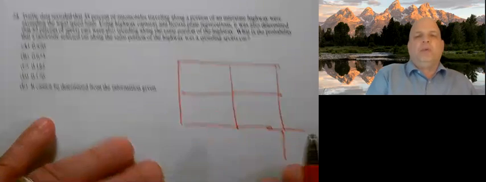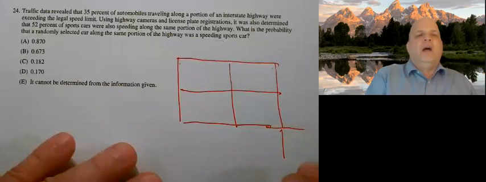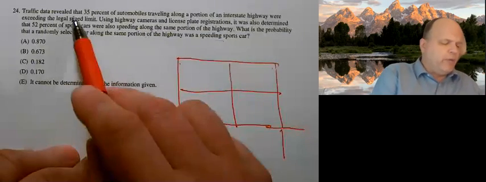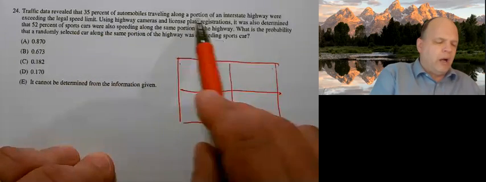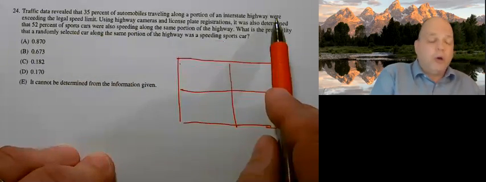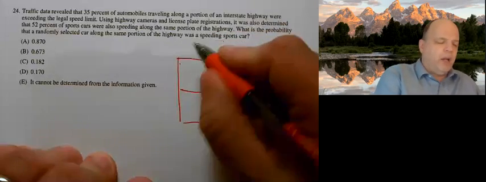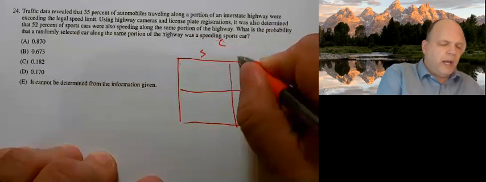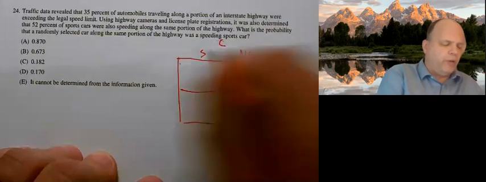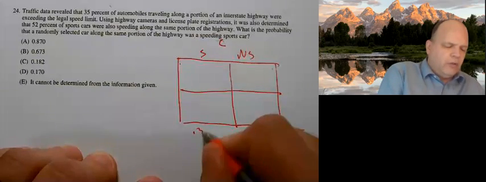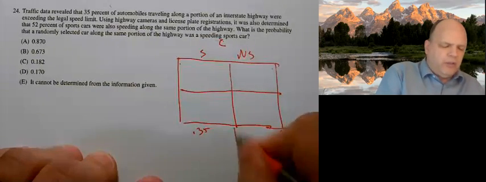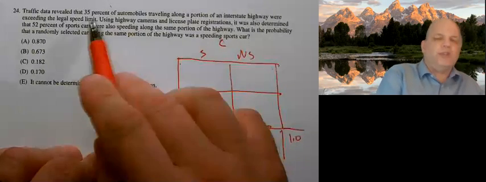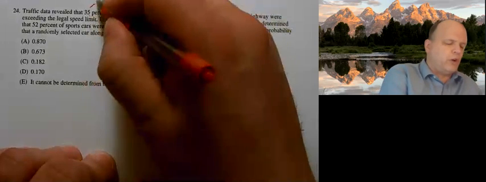So I'm going to make this little table up, and I need to figure out which one goes with one variable. Traffic data revealed that 35% of the automobiles on a highway were speeding. Oh, okay. So on the highway, we have cars speeding, not speeding, because that's associated with one variable, and this is 35%. So 35% were speeding. That means 65% were not speeding. This is going to be one whole. Well, that was easy because that's associated with one variable, which was just cars.